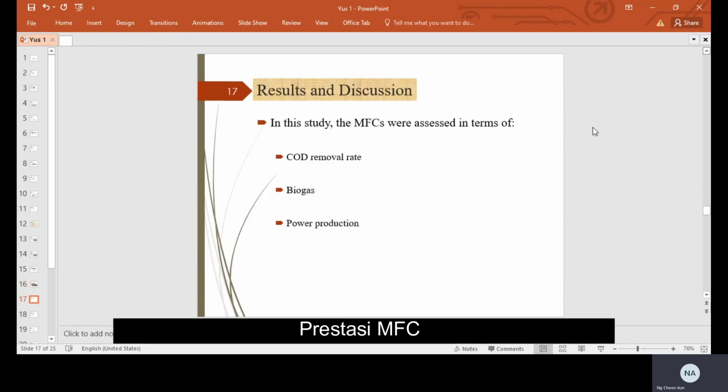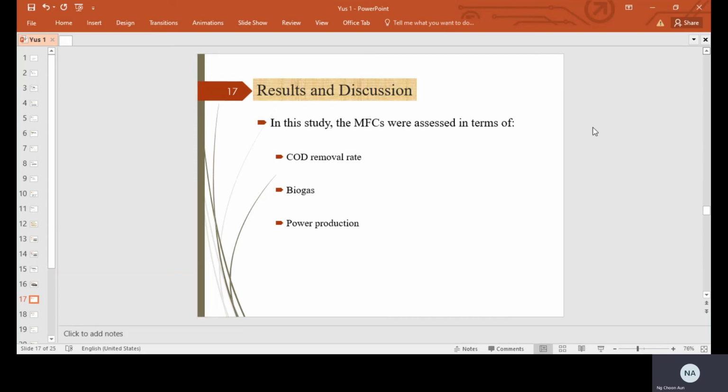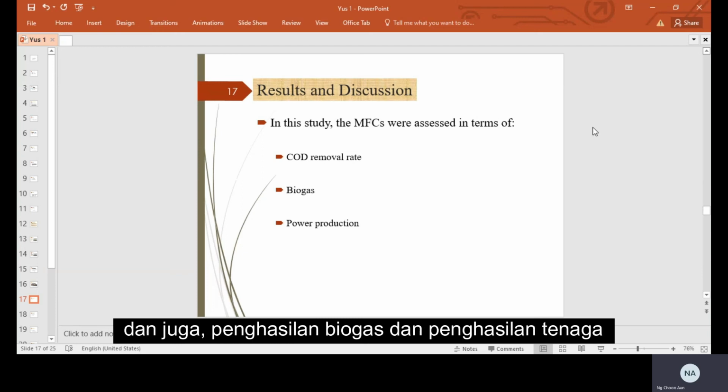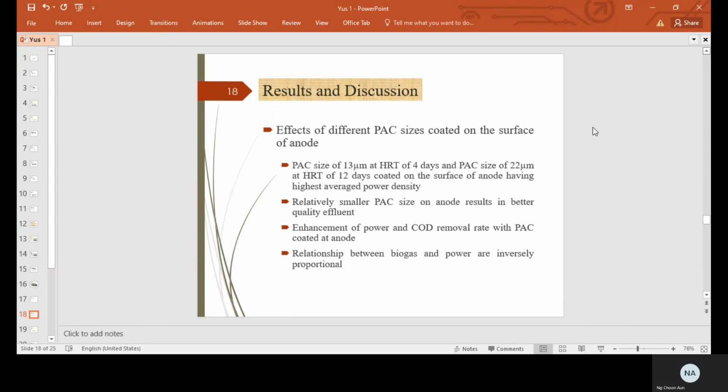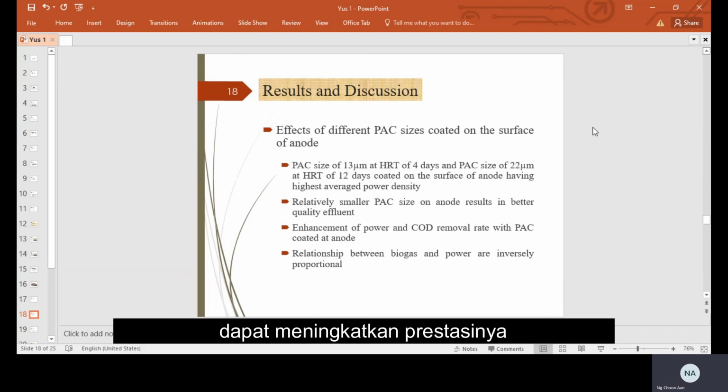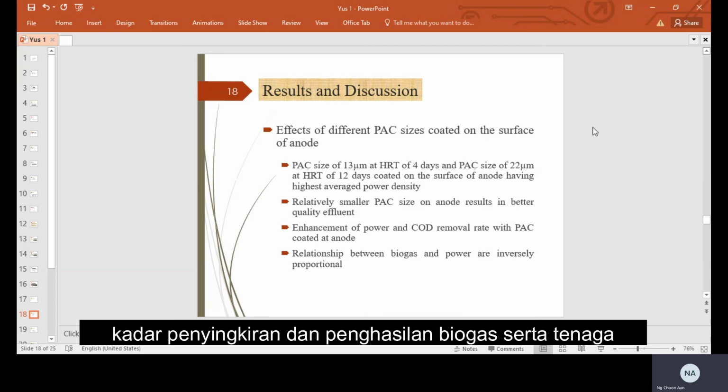Performance of the MFC were assessed in terms of its capability to reduce COD concentrations of POME after treatment, as well as its biogas and power production. It was found that by adding powder activated carbon into the MFC would improve its performance. The smaller size of PAC, the better the result in terms of COD removal rate, and biogas and power production.